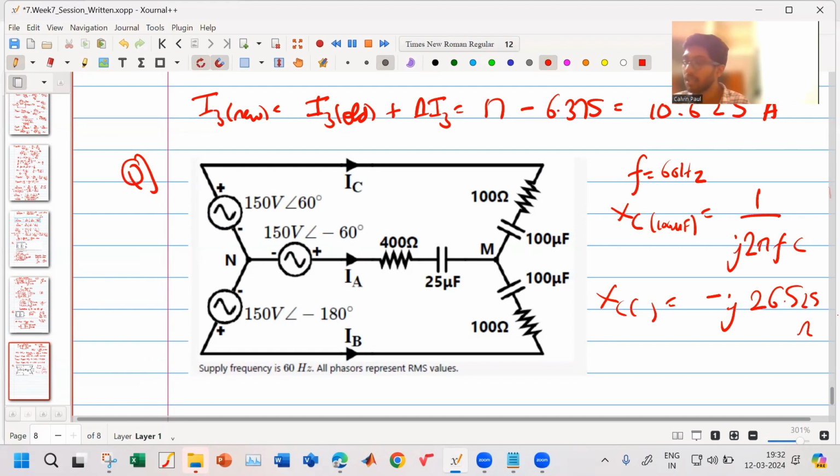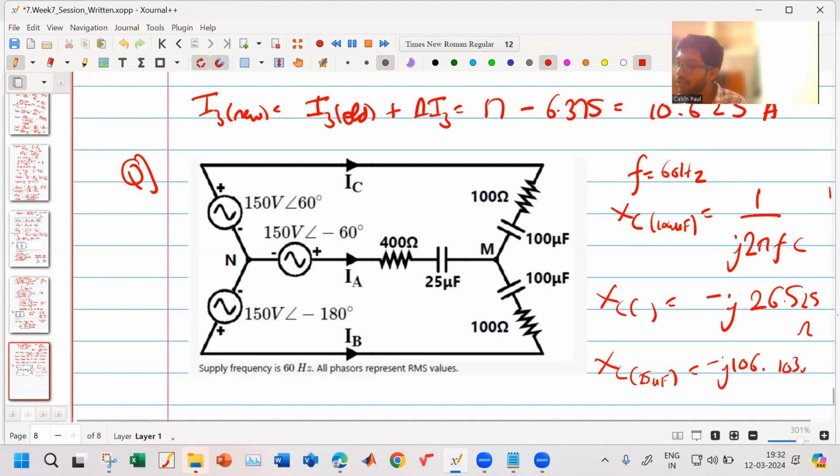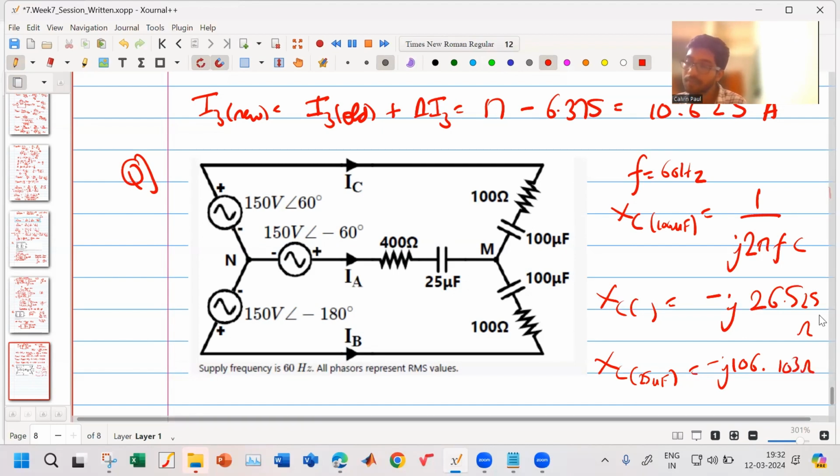Similarly, for the 25 microfarad case, what will it be? 106.103. Yeah. So it will be minus j 106.103 ohm. Okay. So this is there. Now we have to find VMN.